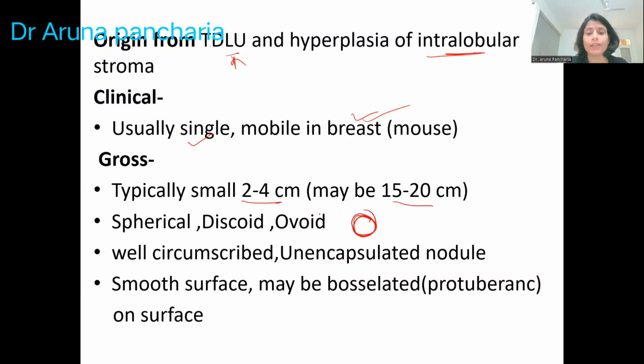Most of the time it shows that it is an encapsulated, but actually an unencapsulated tumor. There is a pseudo capsule formed by the surrounding breast tissue, and the surface is smooth. Sometimes a rounded protuberance or projection may be seen over it, and the shape is distorted. Then we use the word vacillated surface.